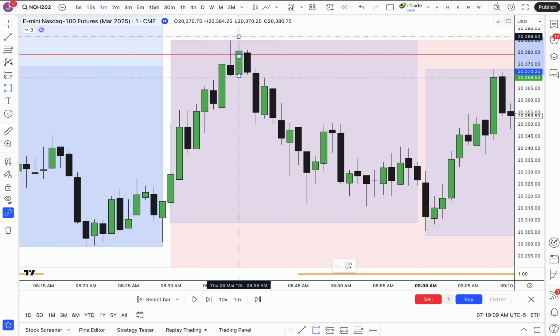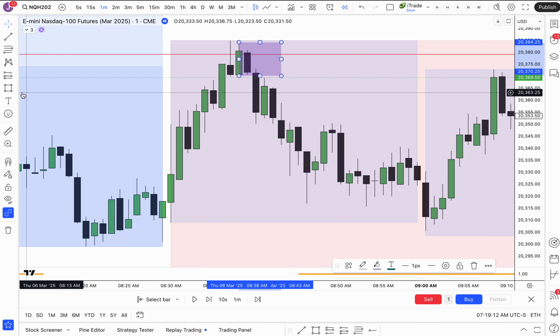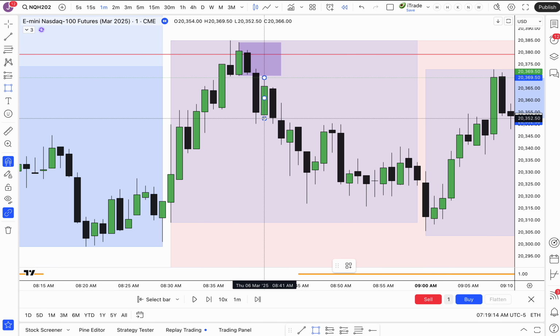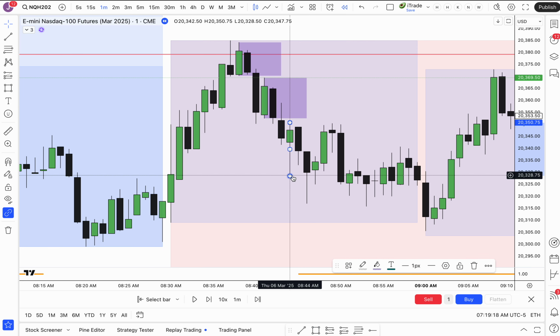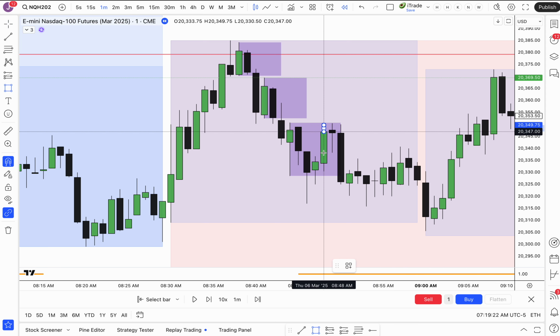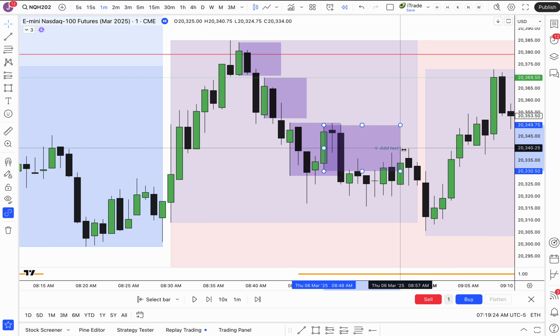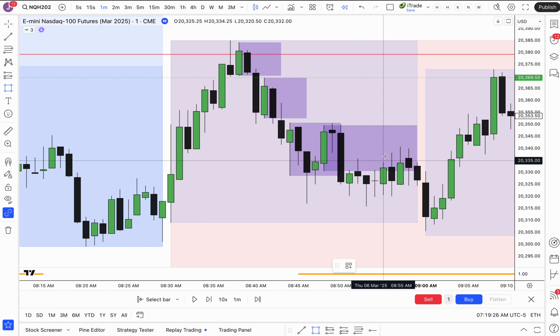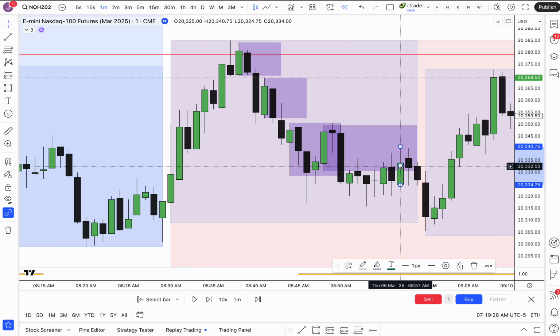So the green candles start to act as resistance. Green candles act as resistance. Green candles act as resistance, and it fails.